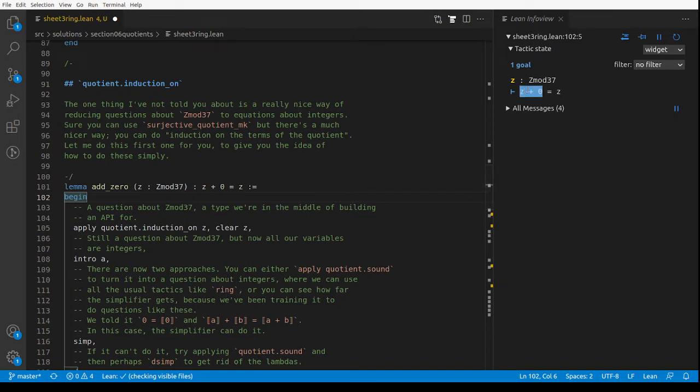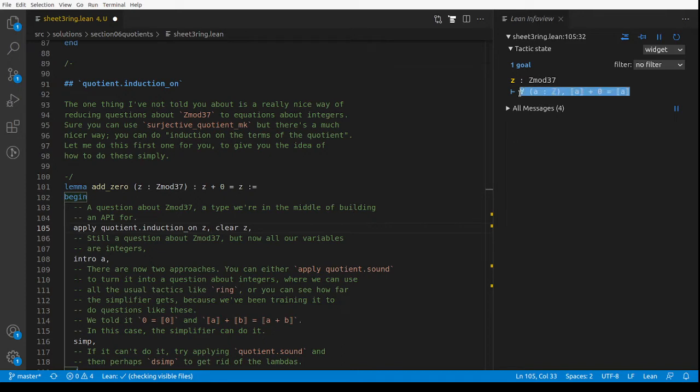We've just got a question about integers. We'd like to get some integers involved, and the way to do that, obviously, z mod 37 is the quotient. This z is an equivalence class, right? We can write it as the equivalence class of a for some a, but we don't have the a yet. And the way to get the a is quotient dot induction on. So I apply quotient dot induction onto z. And I get that. And now this is still a question about z mod 37, but there's an integer.